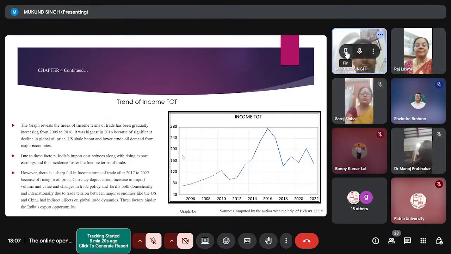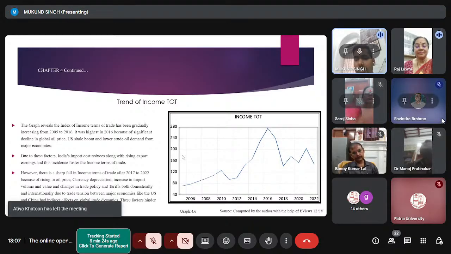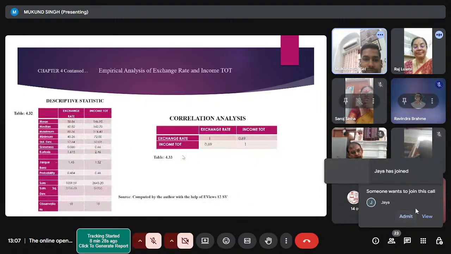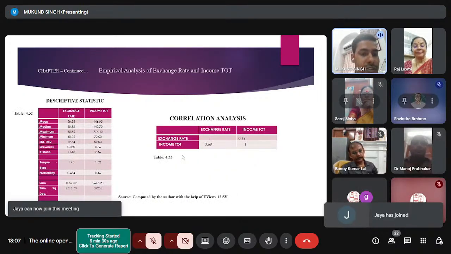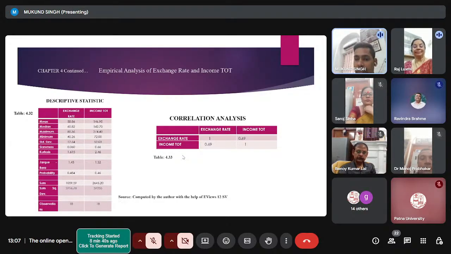Now, the trend of income terms of trade. This diagram shows the trend of income terms of trade from 2005 to 2023. Now, descriptive statistics is based on 18 observations, where mean of income terms of trade is 146.95 indices, and the correlation is highly positive.